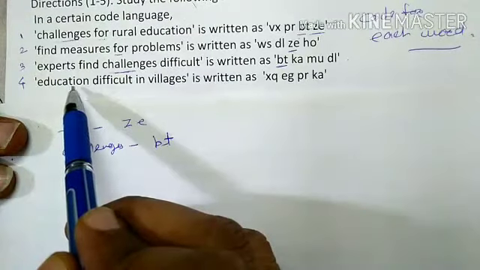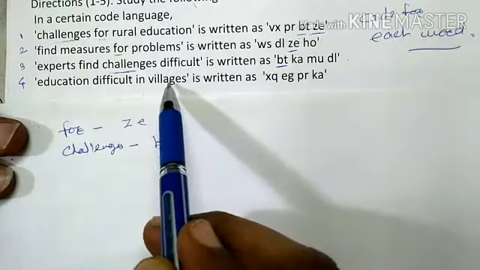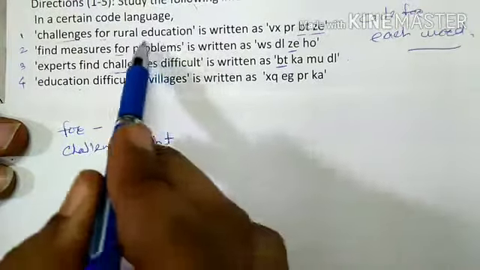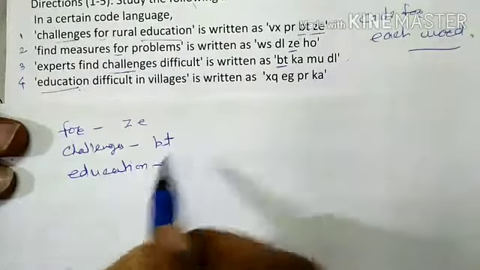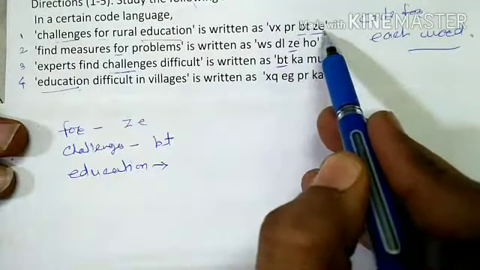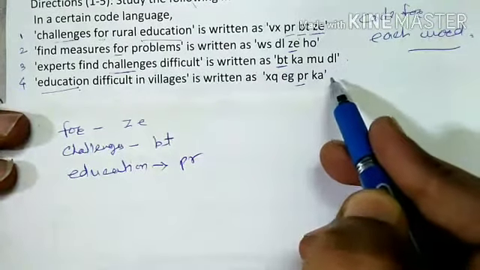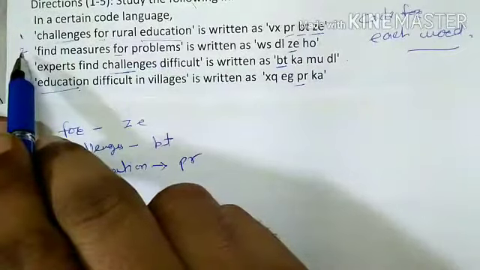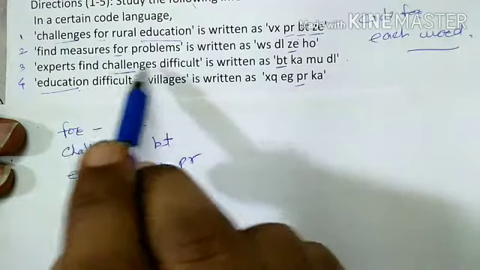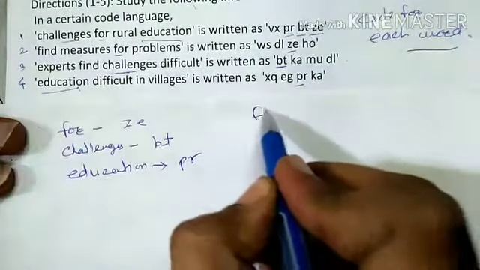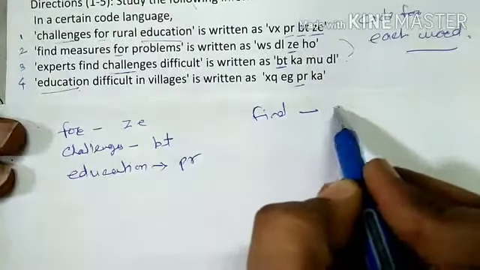Message 1 and 4: challenges for rural education, education difficult. Education is common in message 1 and 4, and the code for it is PR, that is common in 1 and 4. Likewise, we will find out the common word from 2 and 3. Find measures for problem, expert find challenge. Here "find" is common in 2 and 3, and DL is the common code. So the code for find is DL.